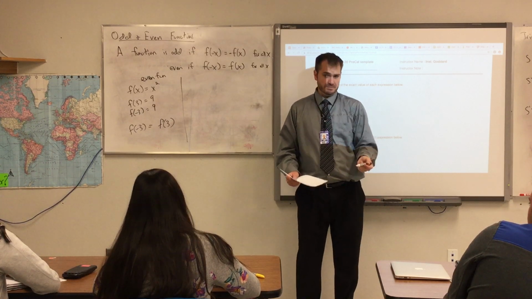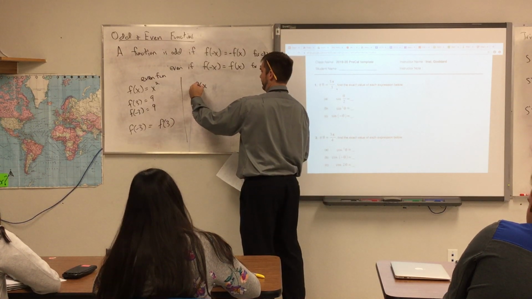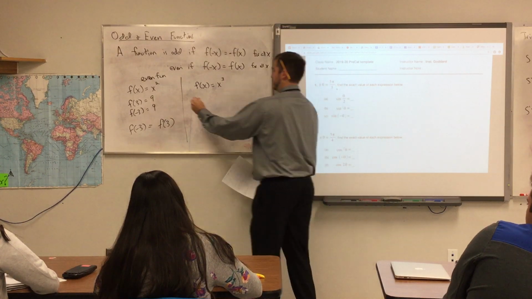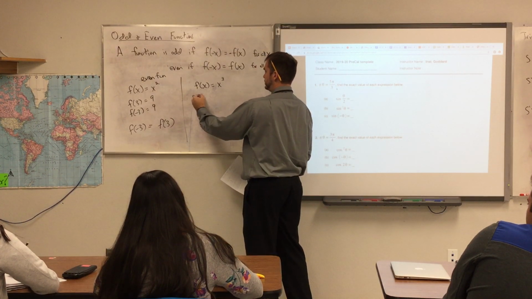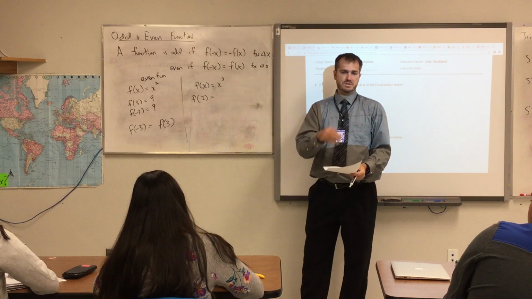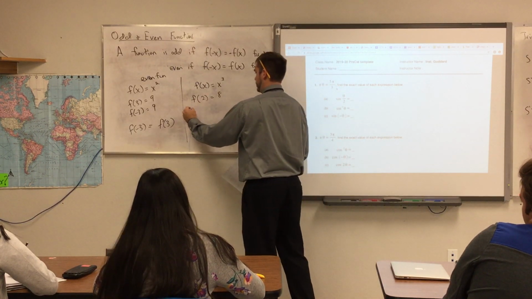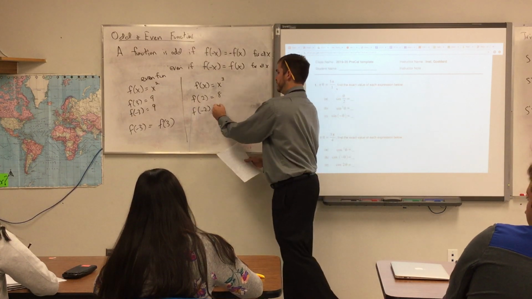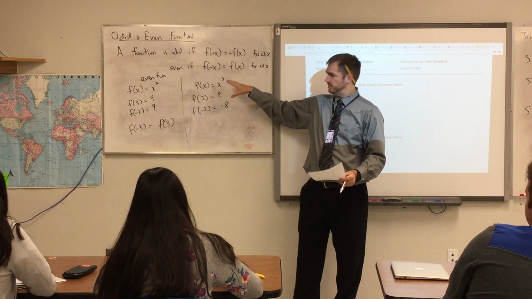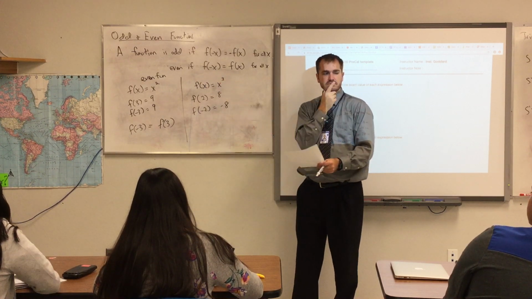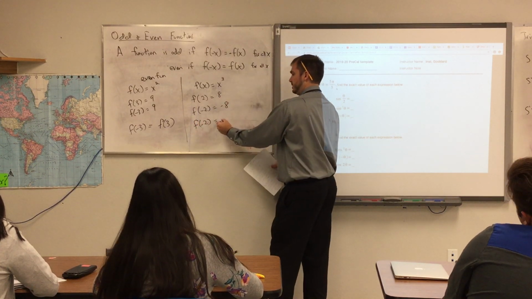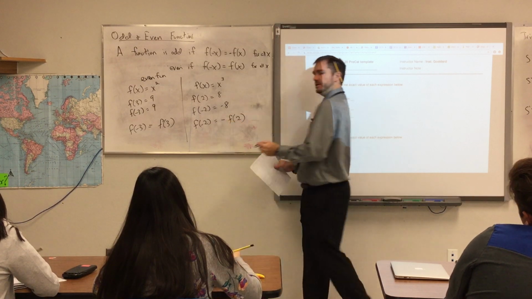Let me give you an example of an odd function. F of x equals x cubed. So let's say f of, I'll just say 2. So 2 cubed. 2 times 2 times 2 is 8. What's f of negative 2? Negative 8. Oh, okay. Do you see how this function is different from the other function? We would say that f of negative 2 is equal to negative f of positive 2.